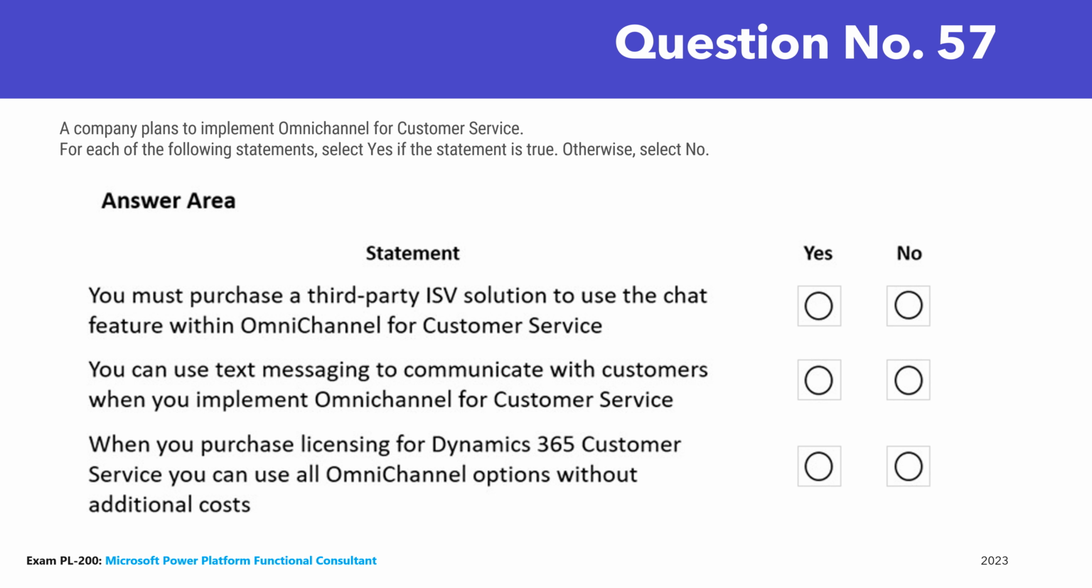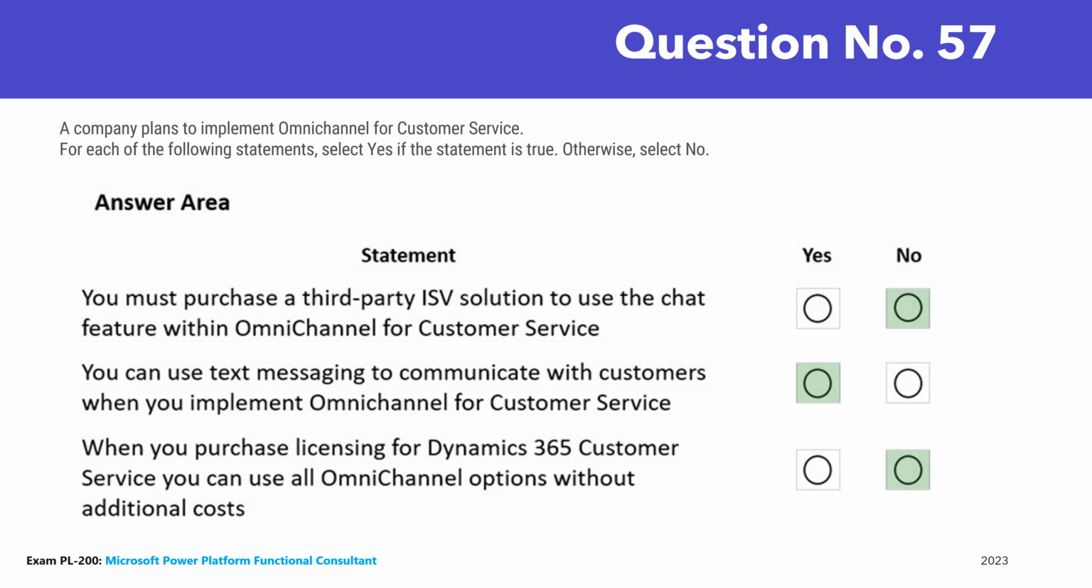A company plans to implement omni-channel for customer service. For each of the following statements, select yes if the statement is true. Otherwise, select no. You must purchase a third-party ISV solution to use the chat feature within omni-channel for customer service. Statement no. You can use text messaging to communicate with customers when you implement omni-channel for customer service. Statement yes. When you purchase licensing for Dynamics 365 customer service, you can use all omni-channel options without additional costs. Statement no.